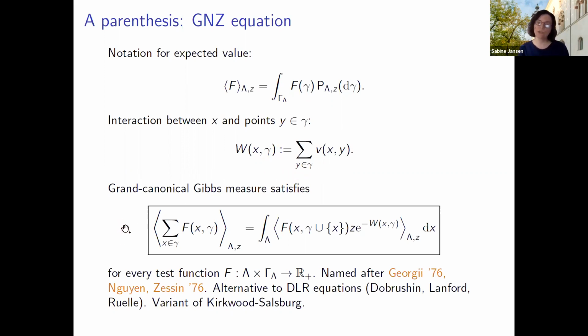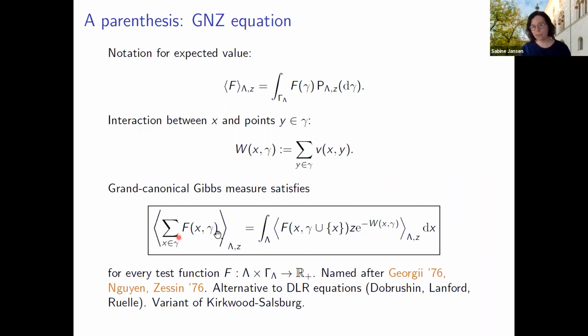Then it's an easy exercise to check in finite volume that the grand canonical Gibbs measure satisfies this kind of structural property, where I say, well, let's say that you have a test function that depends on two variables. Number one, a position in the box. Number two, a whole configuration. And then you might be interested in observables of the form where you sum over all particles in the configuration. And every particle gives a contribution which depends on the particle itself, but also on the other particles. So you could try to bring, for example, the interaction between points in some observation window with the outside world into that form.